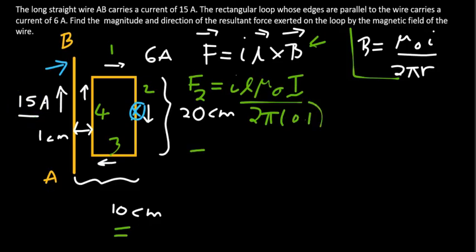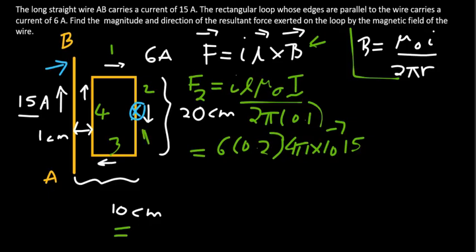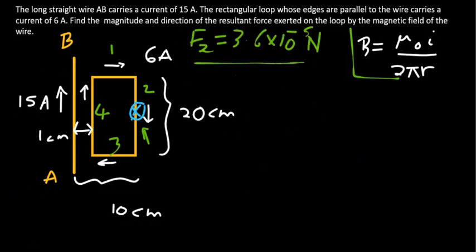So let's substitute all the numbers. Little i is 6 ampere. L is the length of segment number 2, 20 cm. Convert that into meters, 0.2 meter. Mu naught is a constant, 4 pi times 10 to the power minus 7. Capital I is 15 ampere, that is the current producing that magnetic field, over 2 pi times 0.1. And that's going to give you a force of 3.6 times 10 to the power minus 5 newtons.